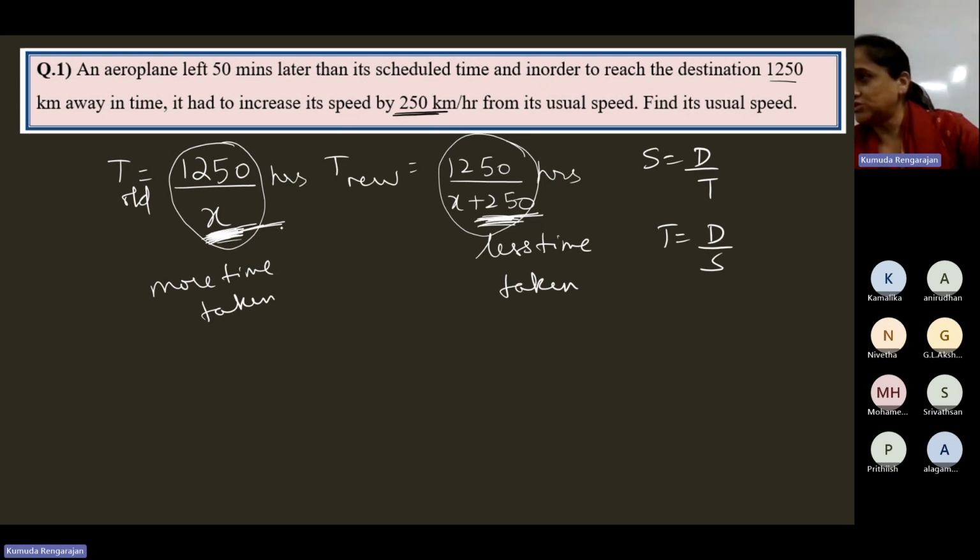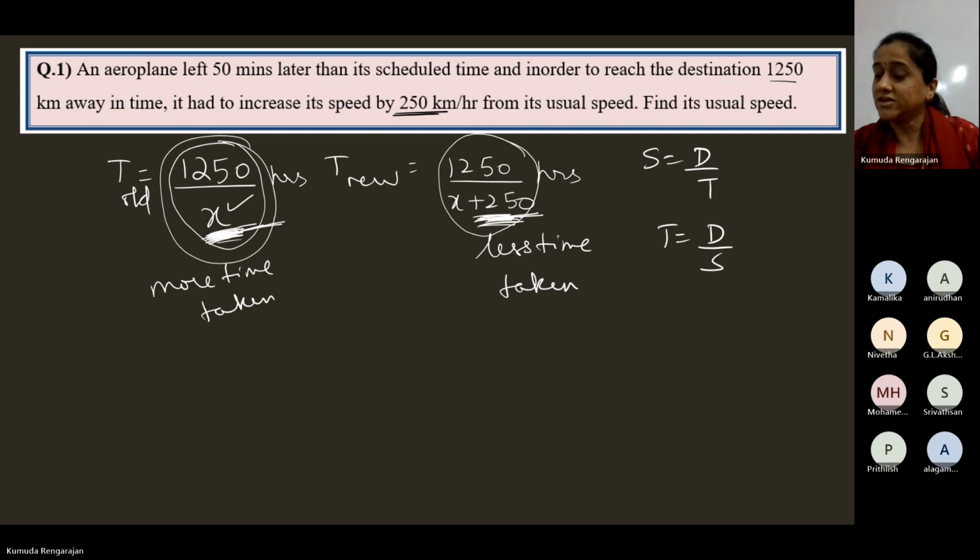The two fractions represent the time taken. Here the speed is less, so this fraction represents more time. This speed is more, so this fraction represents less time.